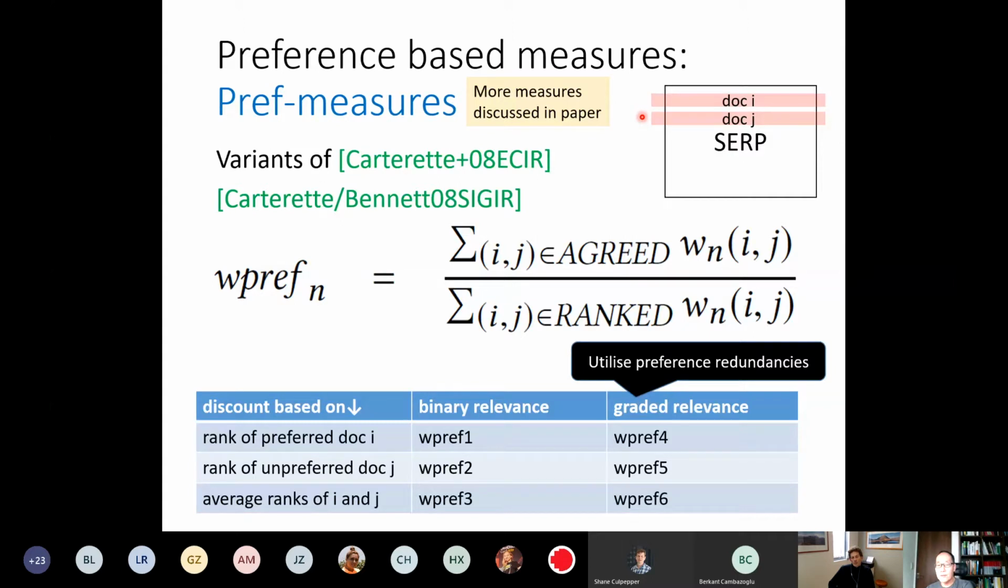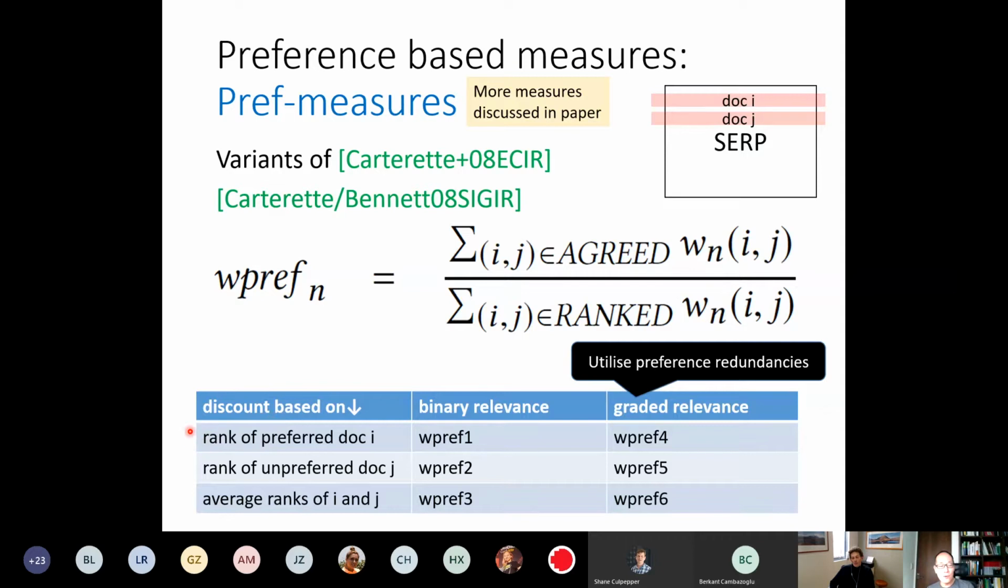And instead of looking at individual documents, you can look at all these preferences and compute something like NDCG. And you can discount the value of these preferences using ranks, just like NDCG. What's interesting about these preference-based NDCG-like measures is that because we have two ranks, the rank of document I and the rank of document J, we have two choices of the rank based on which we can define the log-based discount function.